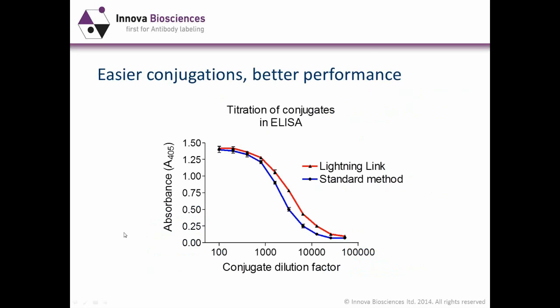This is just an example of ELISA using a conjugate made with this simple one-step method versus the standard method. So performance is at least as good, but the amount of effort to generate the conjugate is substantially less than with a traditional method.